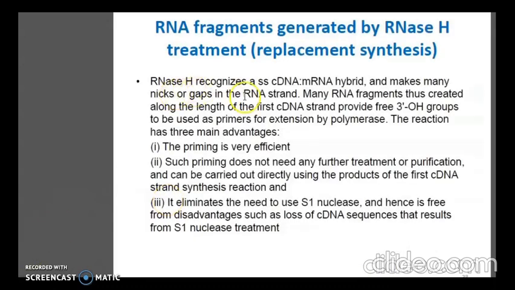RNase H recognizes a single-stranded cDNA-mRNA hybrid and makes many nicks or gaps in the RNA strand. Many RNA fragments thus generated along the length of the first cDNA strand provide free 3' OH groups to be used as primer for extension by polymerase, and it has three main advantages. The first one is that the priming is very efficient, and such priming does not need any further treatment or purification strategies, and the third thing is that it eliminates the need to use S1 nuclease and hence is free from disadvantages such as loss of cDNA sequences that result from S1 nuclease treatment.